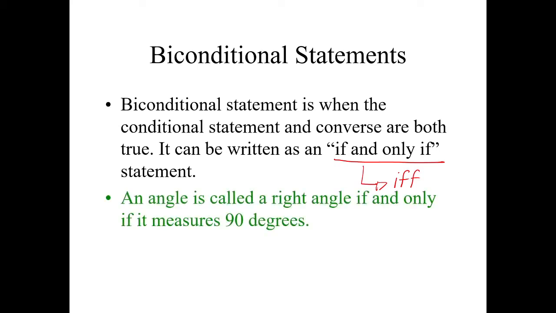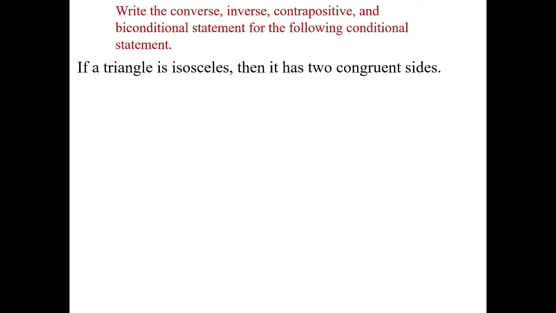An angle is called a right angle if and only if it measures 90 degrees. This is an example of a biconditional statement. Okay? Is this clear, section Ruby? Yes, sir. Okay, next. Let's write the converse, the inverse, the contrapositive, and a biconditional for this statement. Let's start first with the converse. Can I have a volunteer?